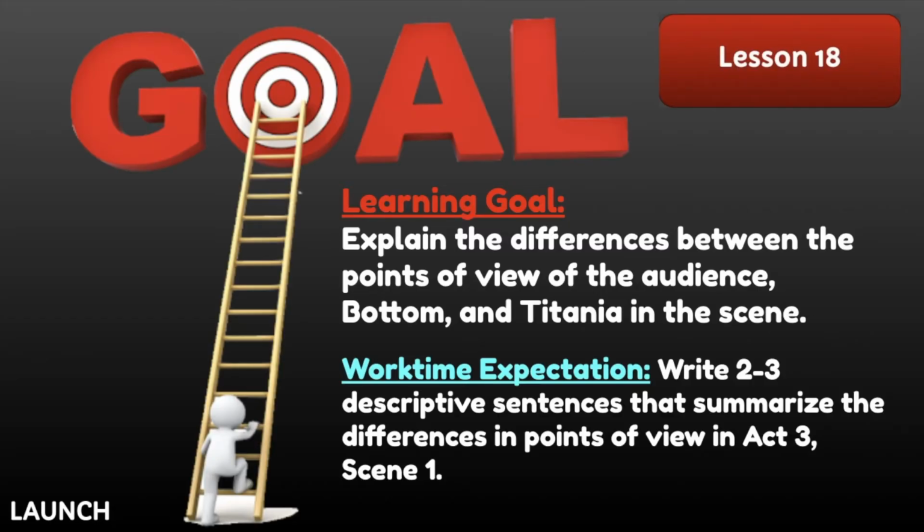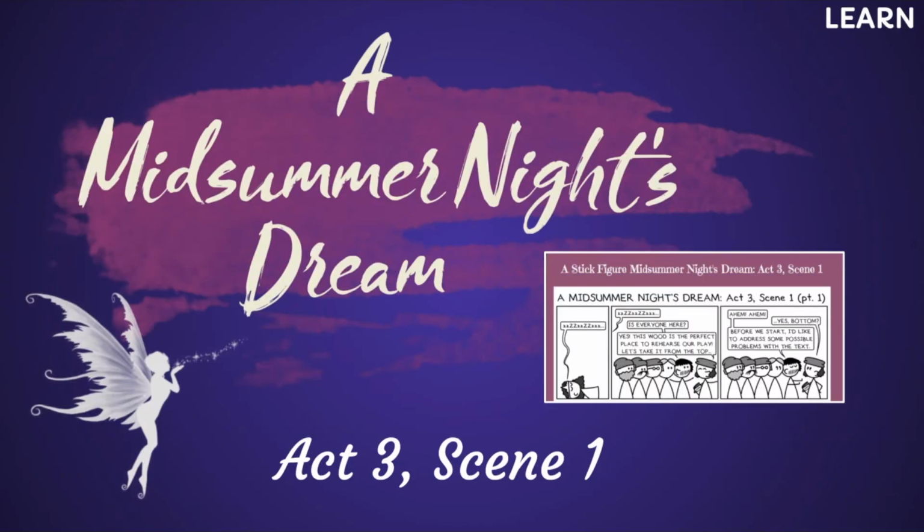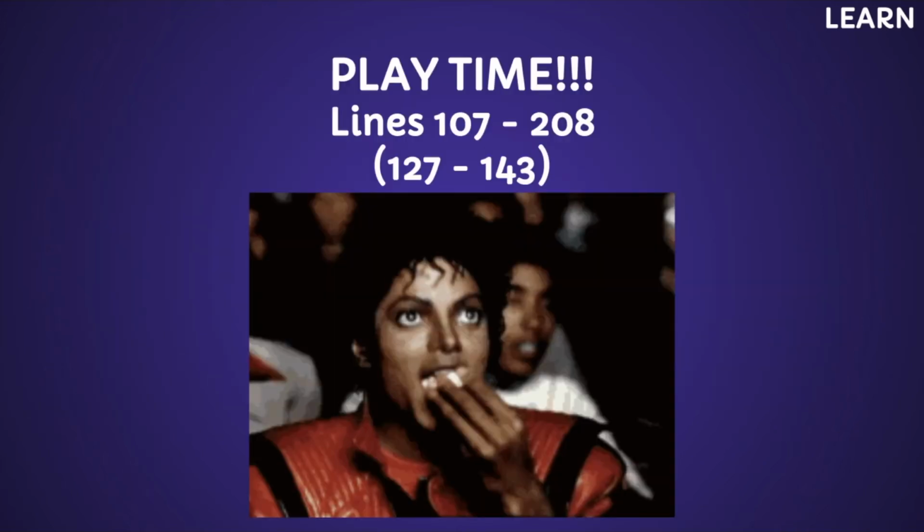The learning goal for today is that we're going to be able to explain the differences between the points of view of the audience, Bottom and Titania, and what we know, what they know, everything in between, right? Because the audience, us as the reader, that's a very big thing about what we know and the differences between what we know and what the characters know, okay? But today we are starting Act 3, Scene 1. I'm very excited because this is one of the best acts in the entire play. This is where all the problems are coming up. And this is sort of like the climax, okay?